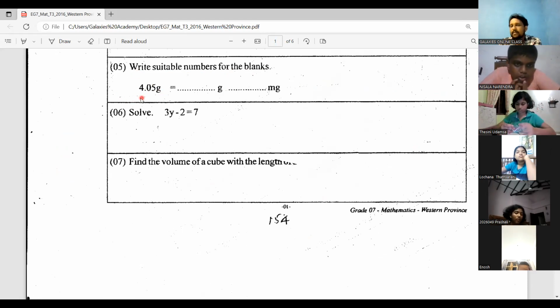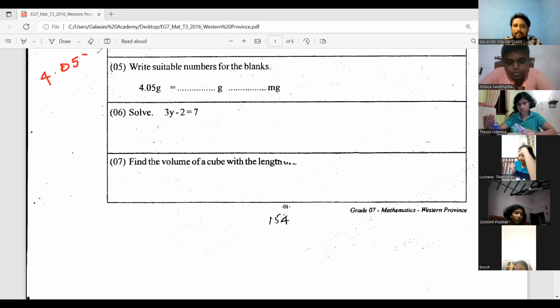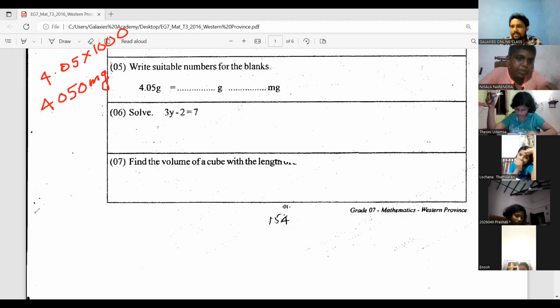The mass given is 4.05 grams. 4 grams and 5 milligrams, is it correct? First, I will convert this one into milligrams. Right, 4.05 grams means how many milligrams? You have to multiply by 1000. So what is the answer? 4050 milligrams. Right, 4050 milligrams.